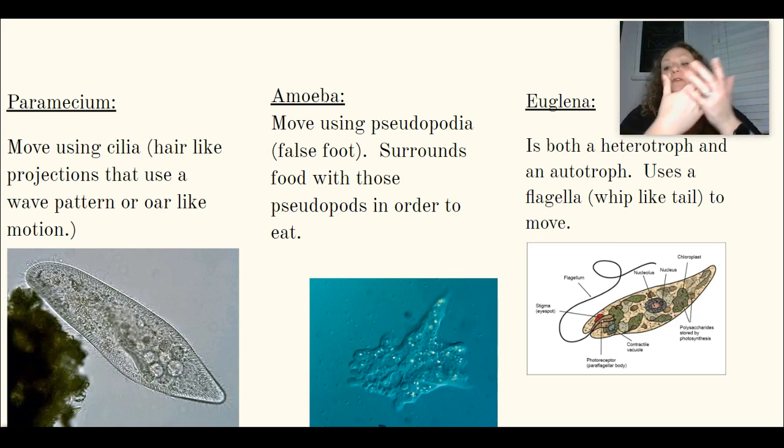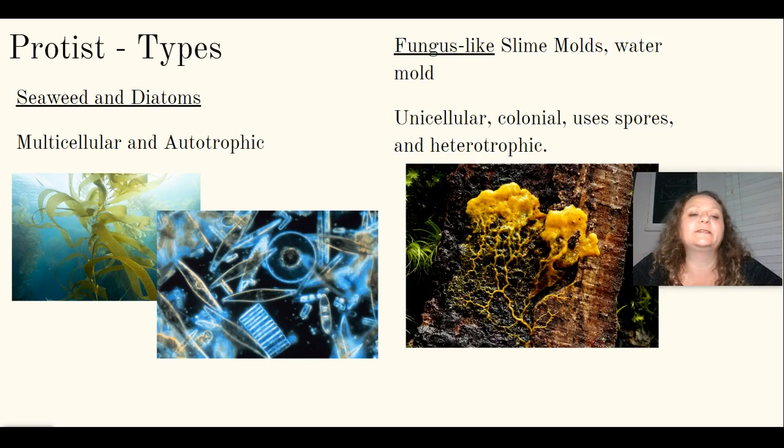And of course, the last one that we're going to talk about is the euglena. It's both heterotrophic and autotrophic. It is classified as a plant-like protist, despite the fact that it is capable of eating. And it uses a flagella, that whip-like tail, in order to move. And again, remember that these protists, it's a really weird kingdom, and they're not cohesive like the other kingdoms we're going to talk about. Just some other examples here.